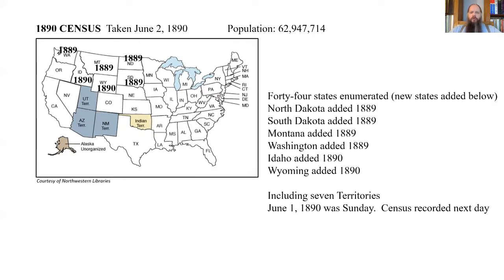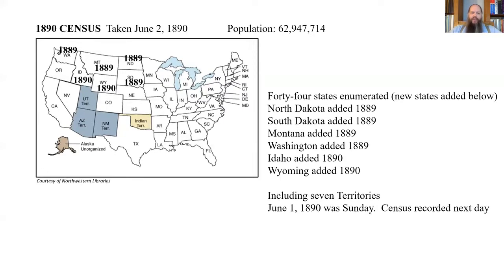This return took into account, over the period of time that it was taken, nearly 63 million individuals who were finally enumerated at the end of this census taking in 1890. There were 44 states now enumerated. And from the previous decade, there were several new states added. These included North Dakota in 1889, South Dakota in 1889. Remember, both of them were formerly territories. Now they were individual states.